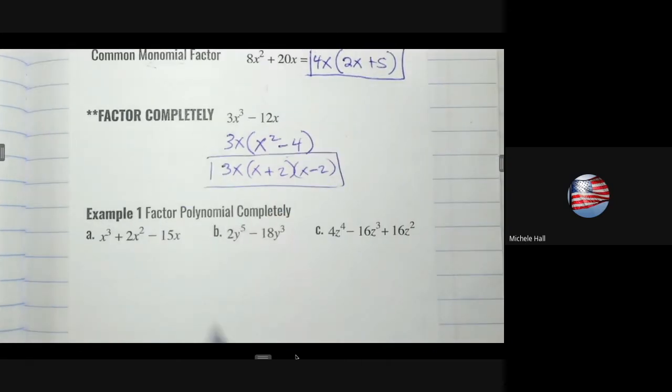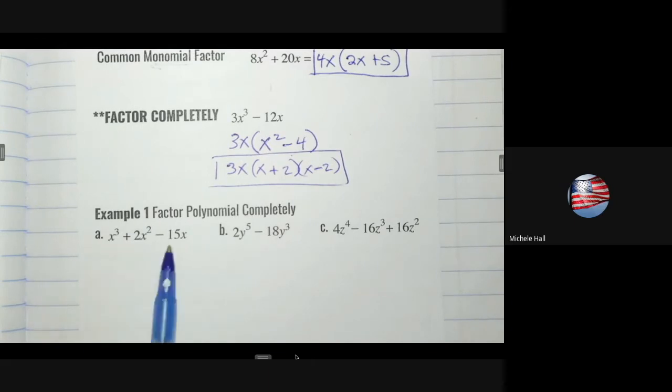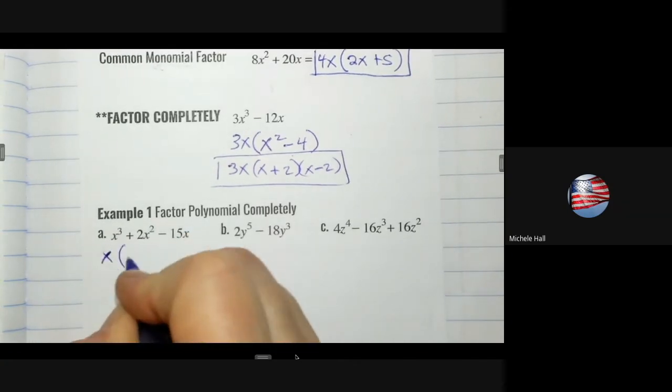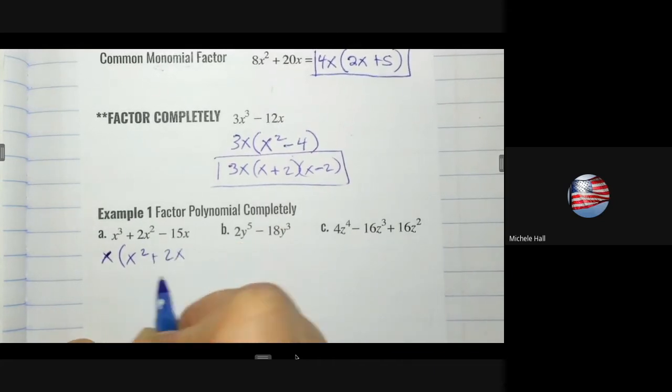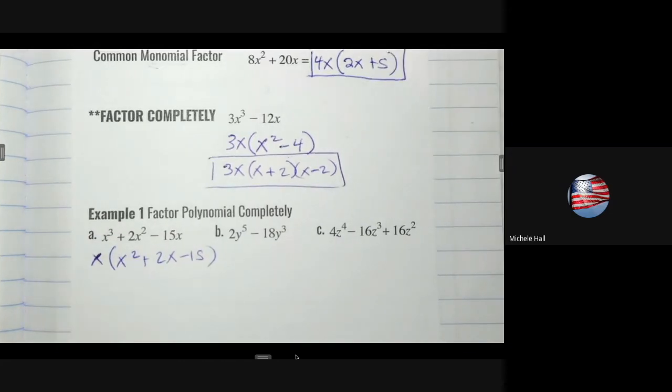Example 1. Factor polynomial completely. All right. I'm looking at this, and I can see that it's a degree 3, and they all have an x in common. I'm going to factor out the x. X cubed divided by x is x squared plus 2x minus 15. I took an x out from each one of them.